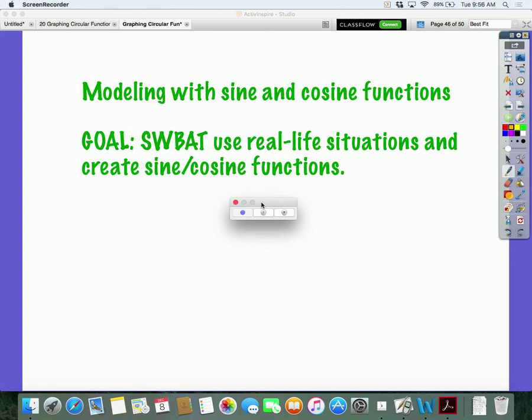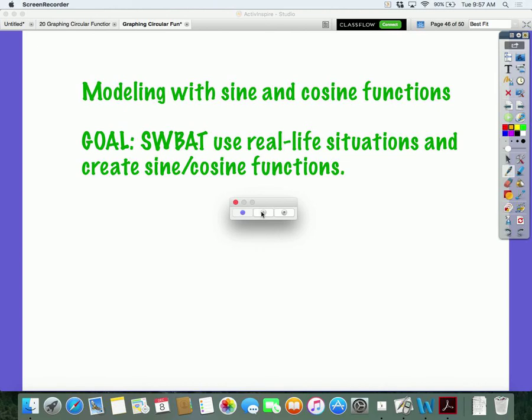So again, we're talking about modeling with sine and cosine functions. These are your real-world application problems dealing with your circular functions. And so you guys are going to be able to use real-life situations to create sine and cosine functions, answer additional questions about certain situations, and things of that nature. Okay, so guys, make sure you get down the goal, and then we'll go ahead and get started.